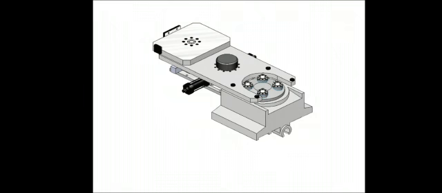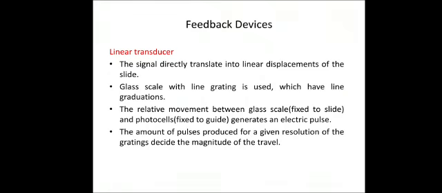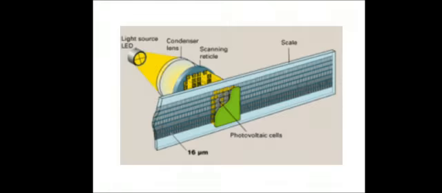The next one is feedback devices. First one is linear transducer. In this case, the signal directly translates into the linear displacement of the slide. Glass scale with line grating is used, which has line graduation. The relative movement between glass scale and photocells generates an electric pulse. The number of pulses produced for a given resolution of the grating decides the magnitude of the travel.